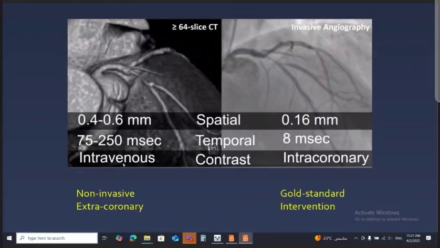The contrast resolution is much better in angiography because it is an intracoronary injection of contrast, while in CT we inject intravenously. And so the images of invasive coronary angiography are still higher in spatial, temporal, and contrast resolution when compared to the images of CT angiography. That's why conventional angiography is the gold standard technique for evaluation of coronary artery lesions. In addition, it allows for intervention.